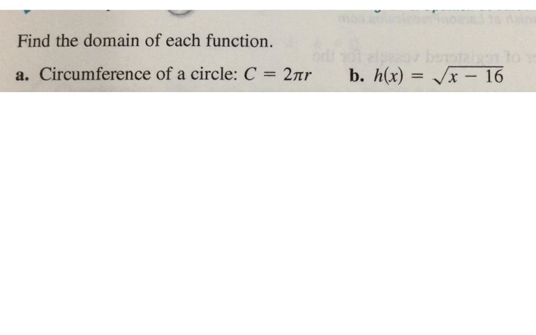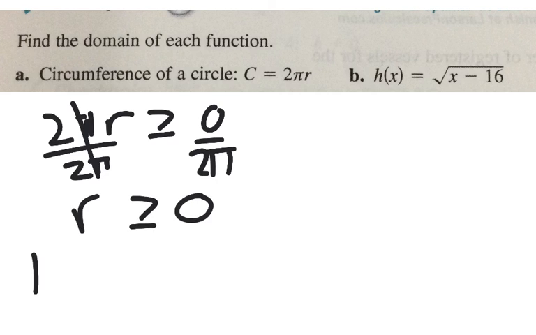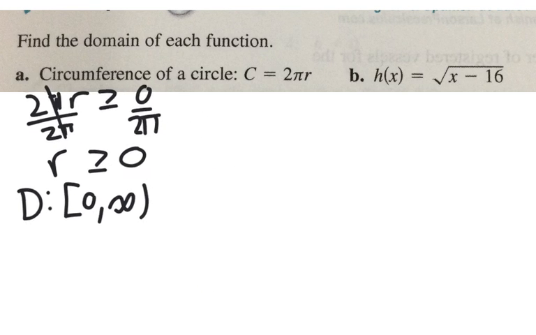So for A, we know 2 pi r must be greater than or equal to 0. If I divide by 2 pi, that tells me r is greater than or equal to 0. So the domain would be all things from 0 to infinity. 0 is included, infinity is not.